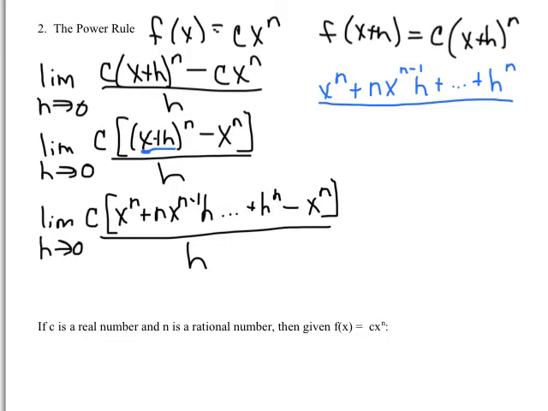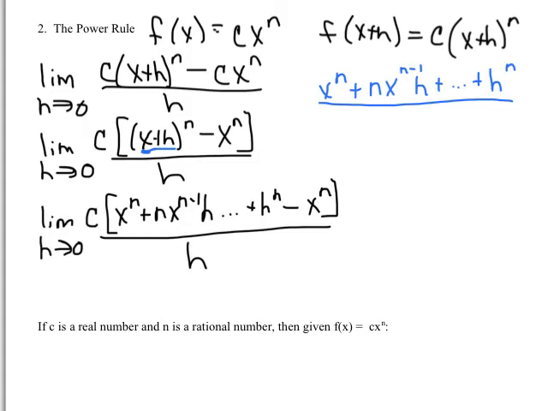I'm going to be able to factor an h out of every single term, and then when I evaluate it as h approaches 0, the only thing left is going to be this guy right here: n times x to the n minus 1, because he's dividing away. Everything else will have an h, will go to 0, and that's what you're left with.